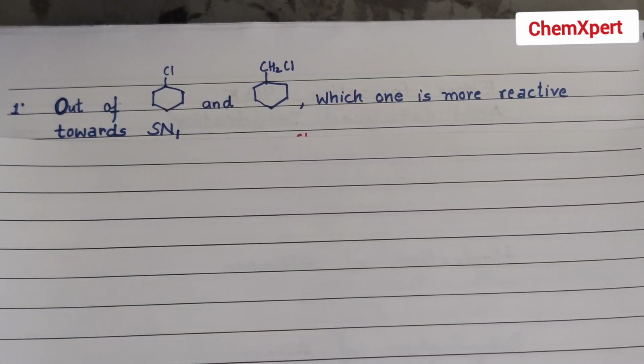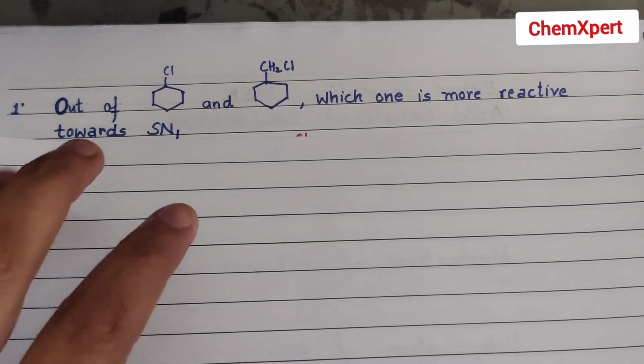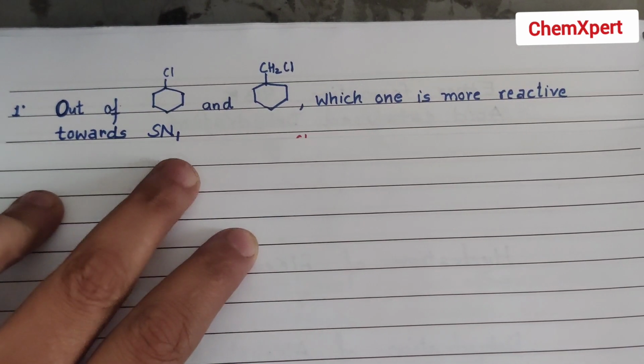Hello everyone, in this video we will discuss some of the reasoning questions which are frequently asked in the CBSE exams. So the first question is from the chapter haloalkane and haloarene. Two structures are given and we must find which one is more reactive towards SN1.